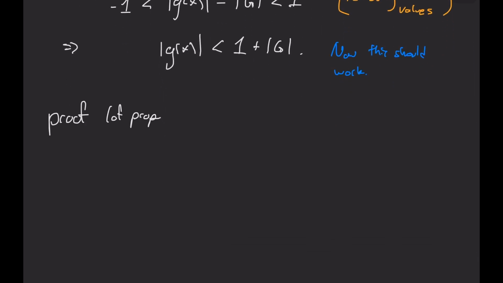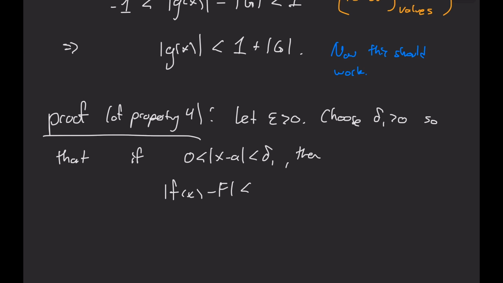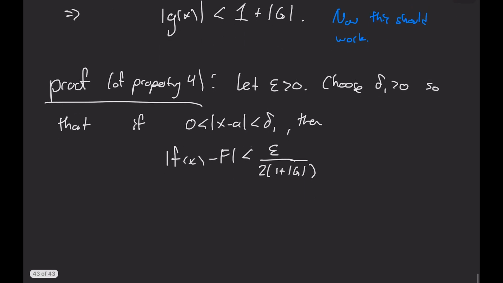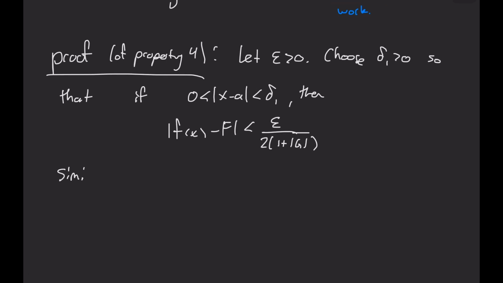Proof. Let's let epsilon be greater than 0. This is going to be a bit involved, but we can take it in stride here. So choose delta 1 greater than 0 so that if x minus a in absolute value is less than delta 1, then f of x minus capital F in absolute value is less than epsilon over 2 times 1 plus the absolute value of capital G. So why did I pick that? That seems strange, but you'll see why it cancels out beautifully in the end.